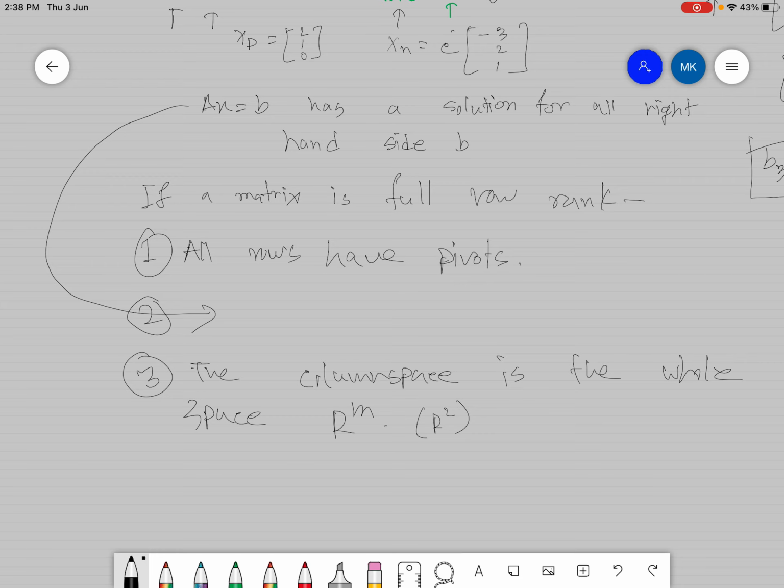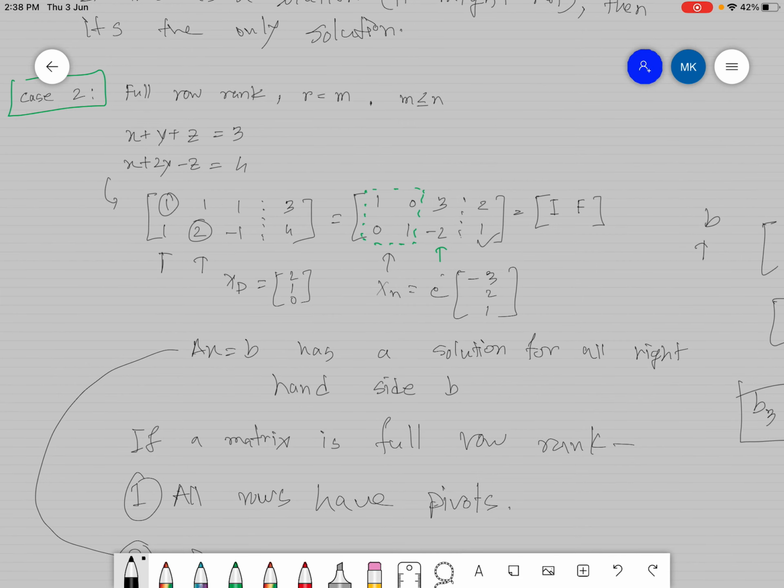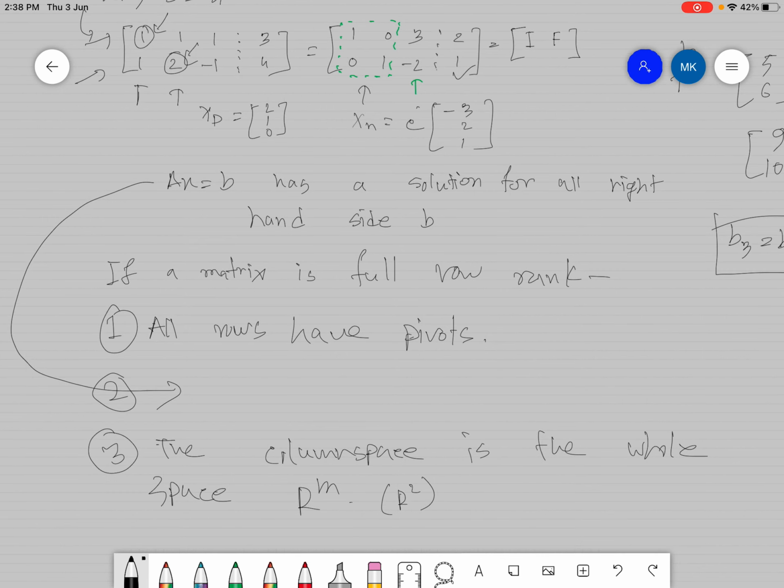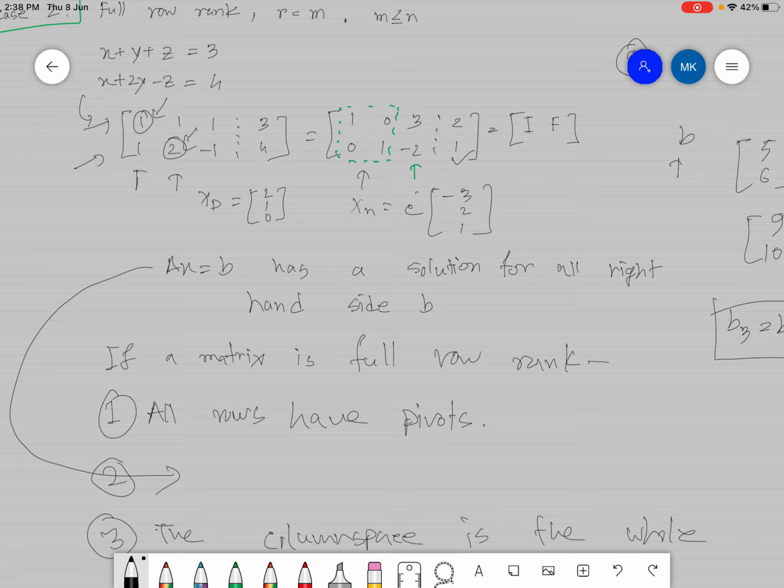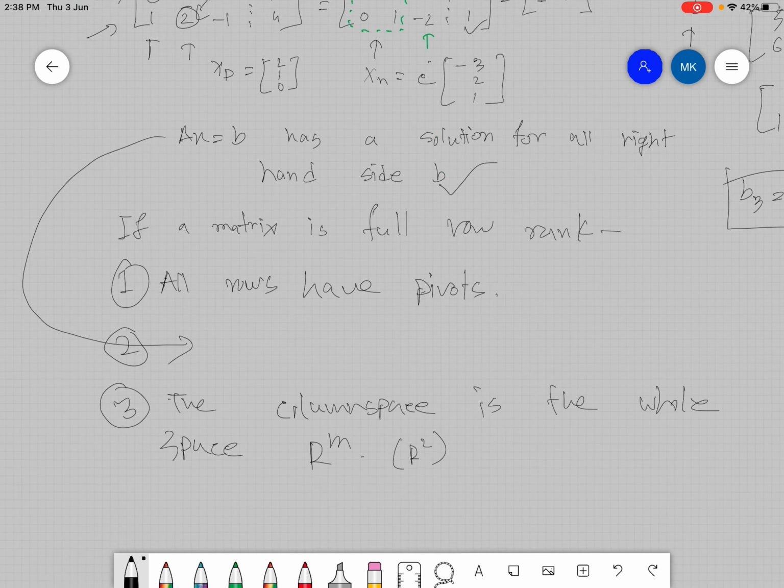So why is this the case? Because as you can see, you have two pivots for two rows. Okay, and let's say this is a 5 by 10 matrix, so in that case you will have 5 pivots for 5 rows. So it means that the column space can span the whole of the space. So only for that, this Ax equals b will always have a solution.